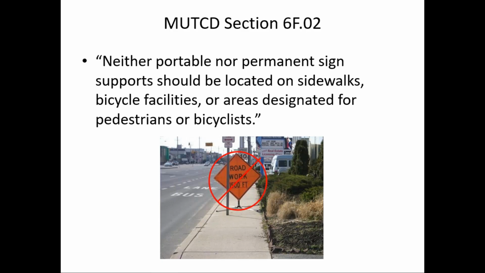This, I think, is one of the challenges we face in the public right-of-way, and there's not always a good answer for it. Notice section 6F.02 of the manual says neither portable nor permanent sign supports should be located on sidewalks, bicycle facilities, or areas designated for pedestrians or bicyclists. So here we have a road work ahead sign in the sidewalk, blocking the sidewalk. And like I say, it's a challenge.